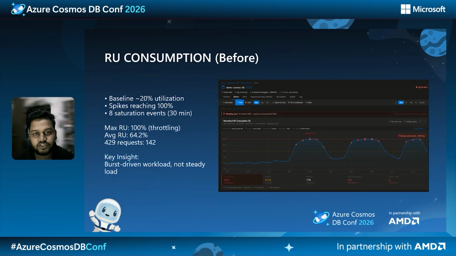So let's start with the RU consumption, which is the most important metric in Cosmos DB. At baseline, the system is using around 20% of available RU, but we see sudden spikes that reach 100%. There were 8 saturation events in just 30 minutes. The average RU usage is already high at around 64%, and during spikes, it hits full capacity, which triggers throttling. The key observation here is the pattern. This is not a steady increase, it's burst driven. That tells us the issue is not constant load, but something specific causing these spikes.